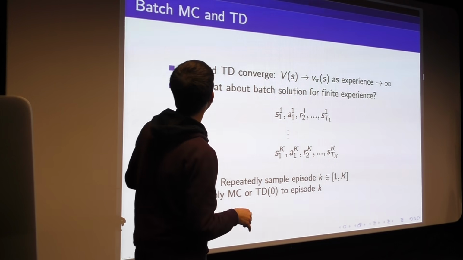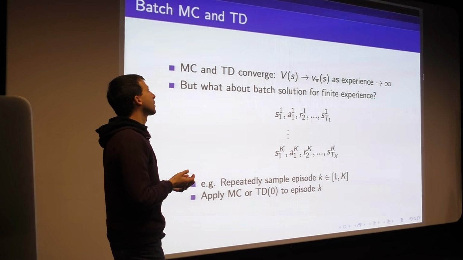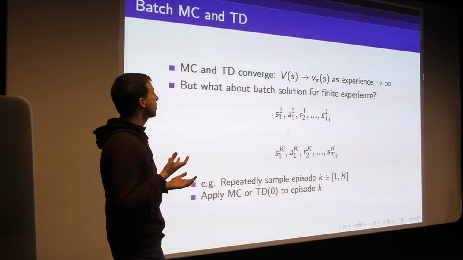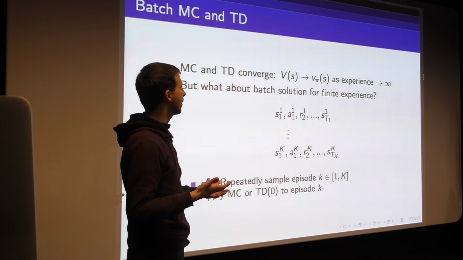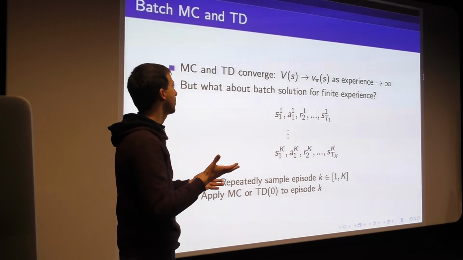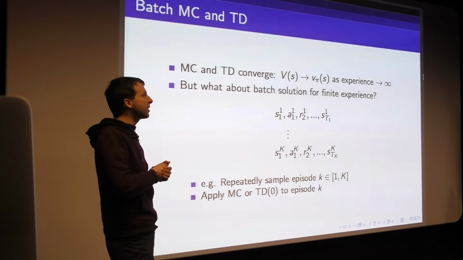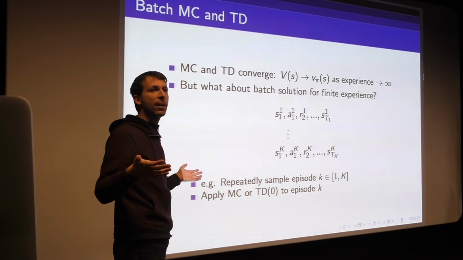So we've seen so far that these approaches converge. Both for Monte-Carlo and TD, we converge. We find the true value function as you add in an infinite amount of experience. But what happens if we were to just stop after a finite number of episodes?